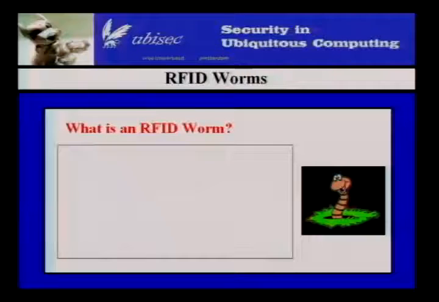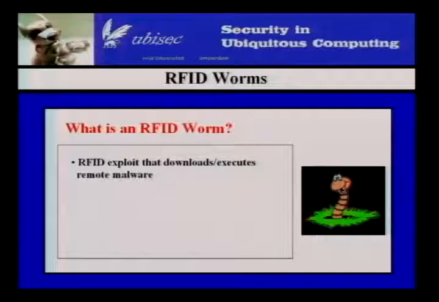The RFID worm requires a network connection, and the RFID virus that I'm going to explain next can replicate without an internet connection. But assuming your internet connection is available, all it is, and this is really simple, is an RFID exploit that downloads and executes malware from a remote location. That's it. And essentially the entire logic and intelligence of that attack is in the malware that you're downloading. That can then go and compromise the machine in its typical way.